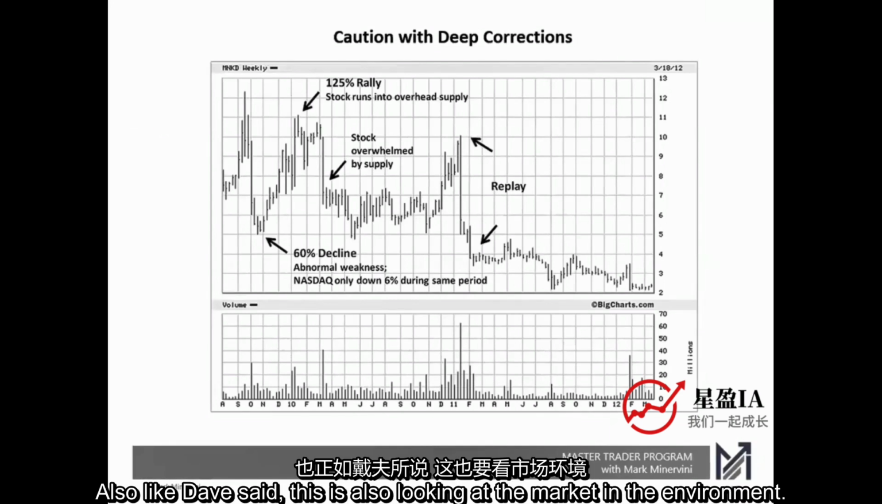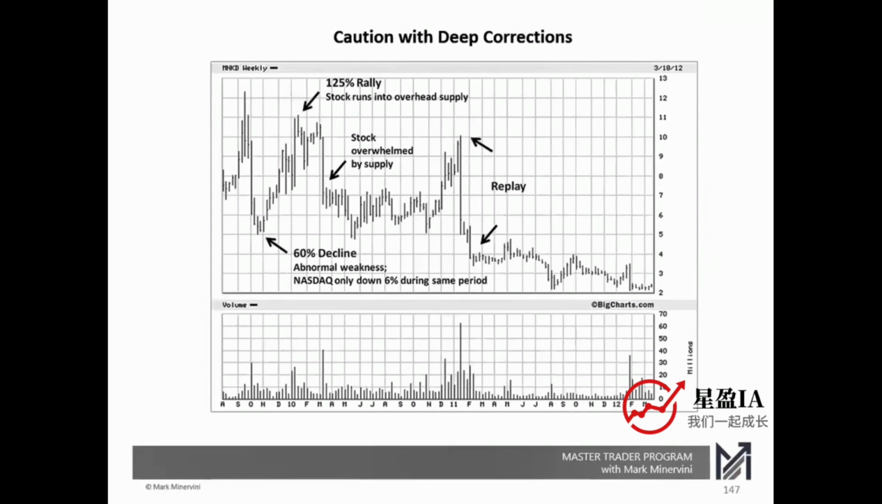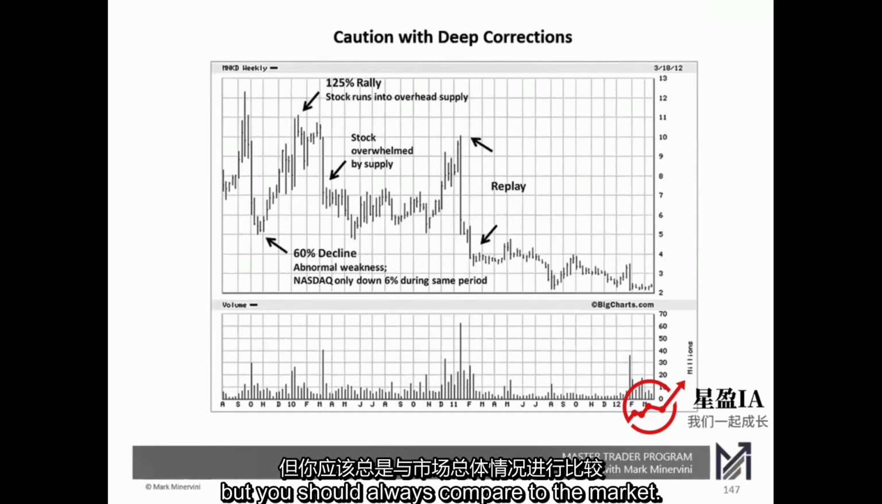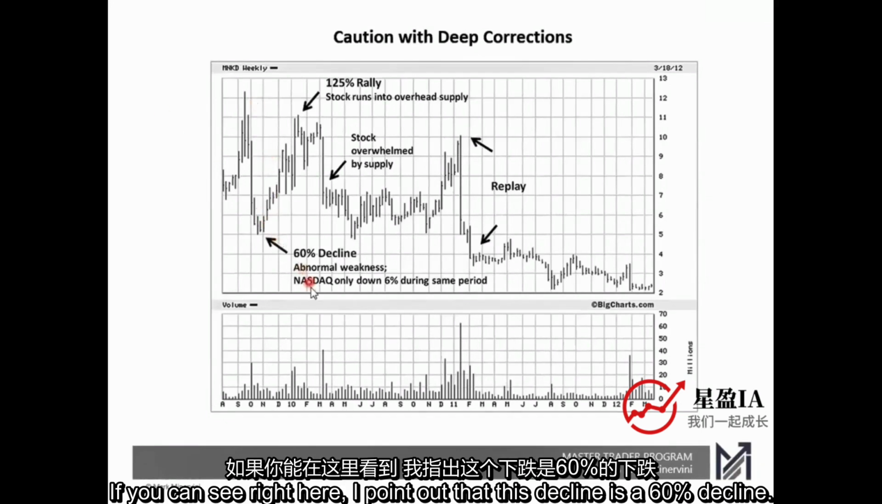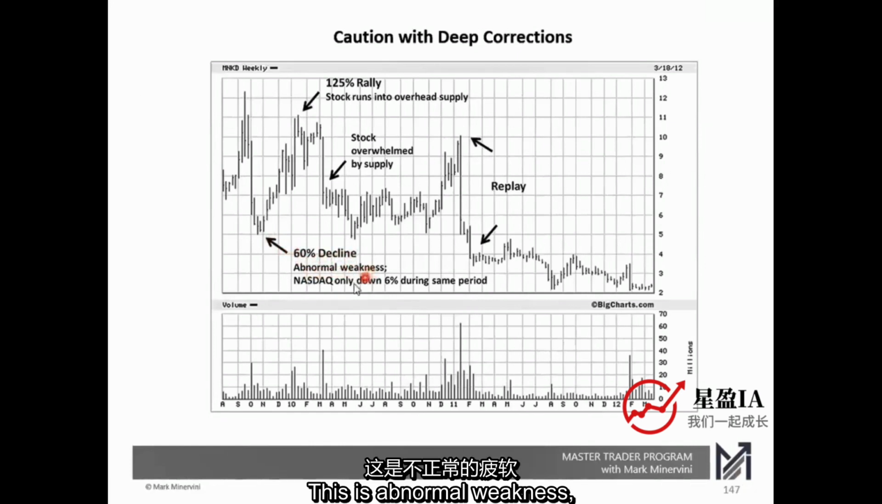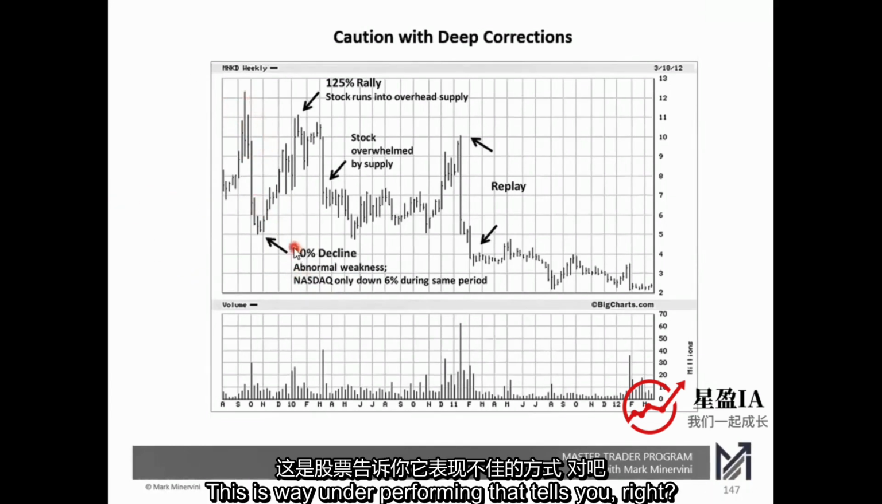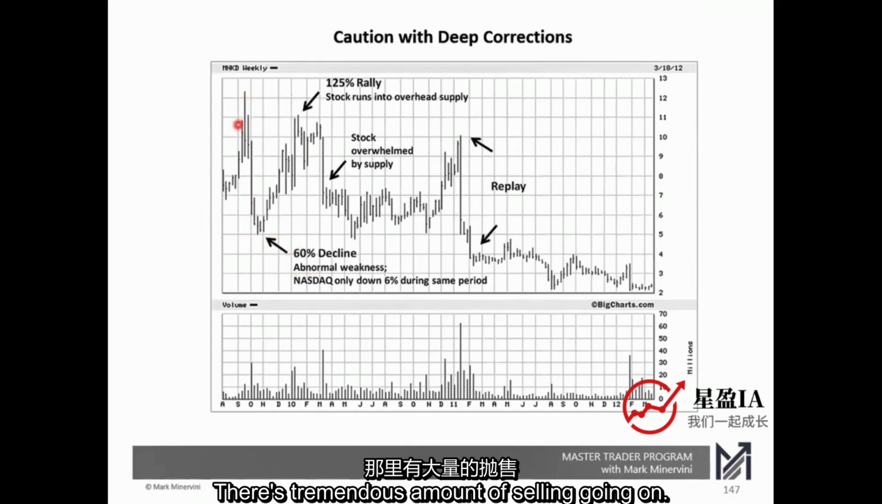Right. And also, like Dave said, this is also looking at the market and the environment. If you have a big bear market, you're going to have bigger and deeper bases. So they're going to be somewhat of a function, but you should always compare it to the market. So if you can see right here, I point out that this decline is a 60% decline. This is abnormal weakness because the NASDAQ during this period only went down 6%. So this is way underperforming. That tells you right there, there's a tremendous amount of selling going on, and there's probably something wrong.